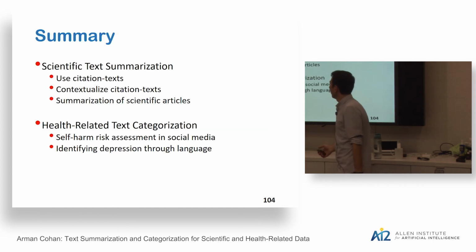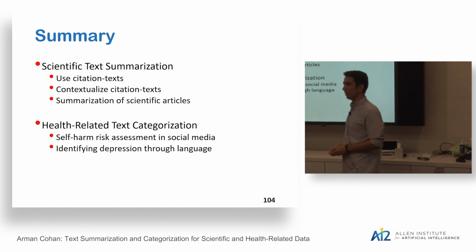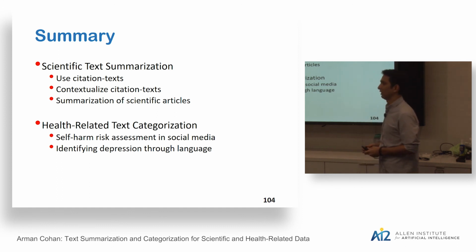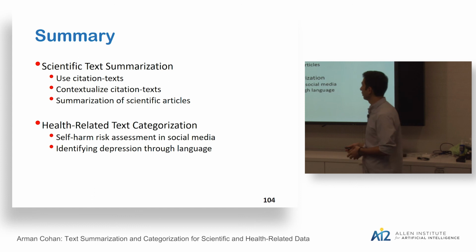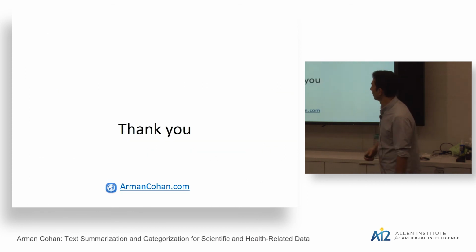So to summarize the talk, I first talked about scientific text summarization, how we can use citation context to produce better summaries. And in the second part, I talked about health-related text categorization, mostly on social media and mental health. These are the publications. I had time to go through almost half of them, so if you have questions about others, please ask me. Thank you.